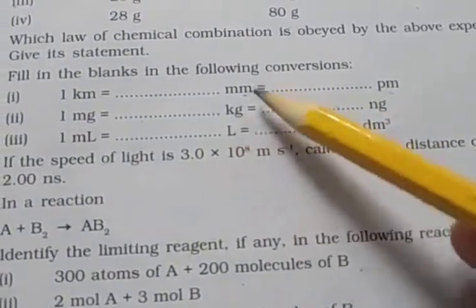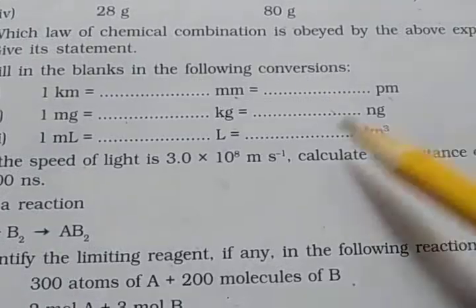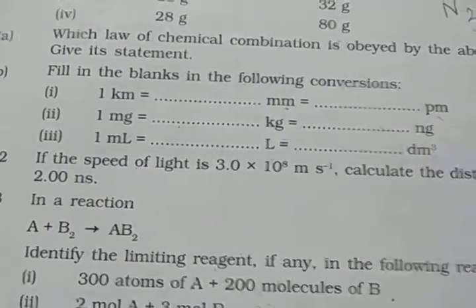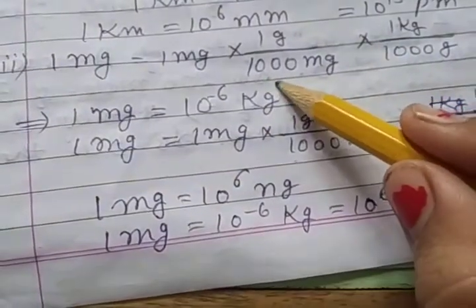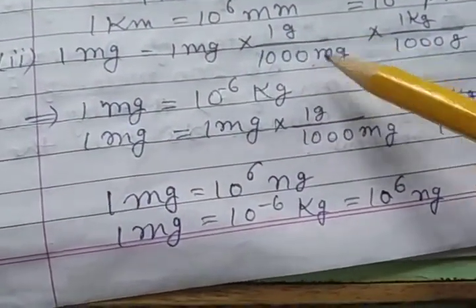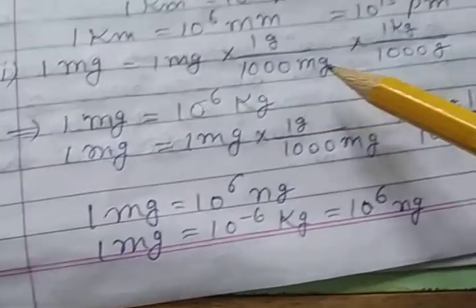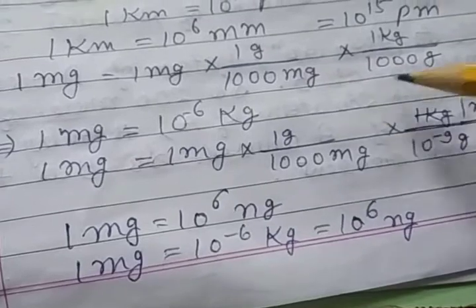Then the second question: 1 mg is equal to how many kg and ng? So 1 milligram: 1 gram divided by 1000 milligram, then 1 kg divided by 1000 gram, because it is the reverse way, so it is a division form.